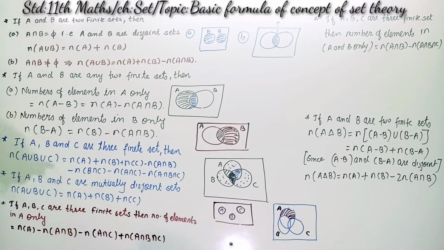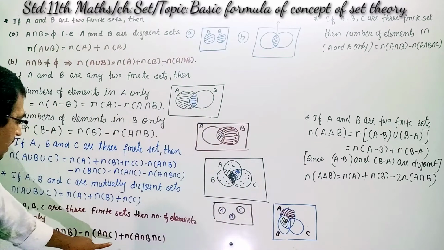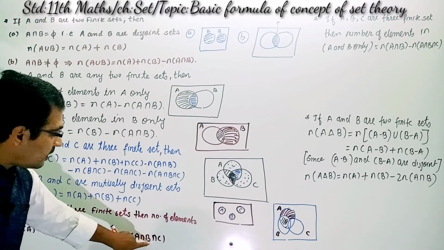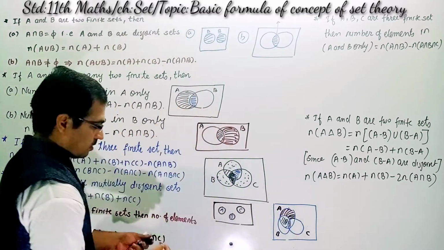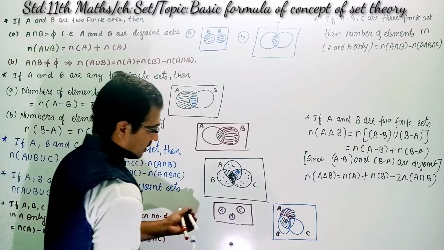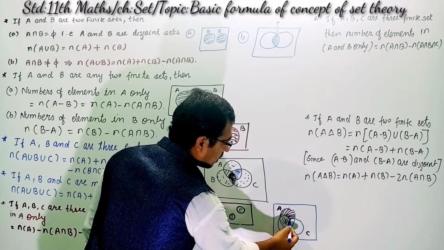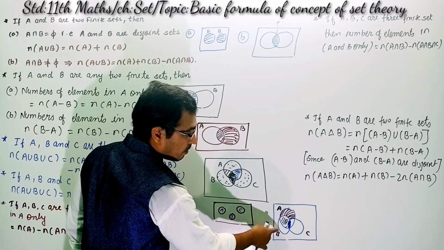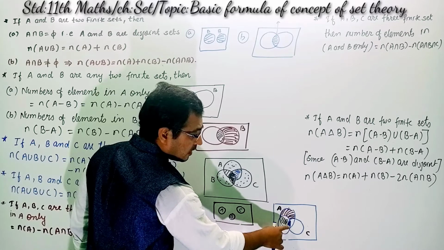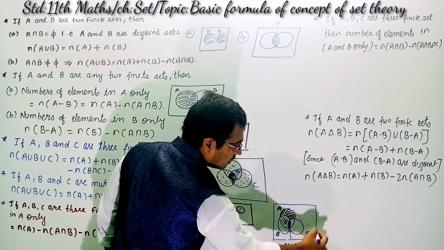So what is A minus B? The number of elements of A minus B means you will have to remove this part, plus the number of elements of A intersection B intersection C, meaning you will have to take the common elements from here. You will have to add this common part. So to find the elements of A only, just remove the number of elements of A and B and add this part, the number of elements of A intersection B intersection C.